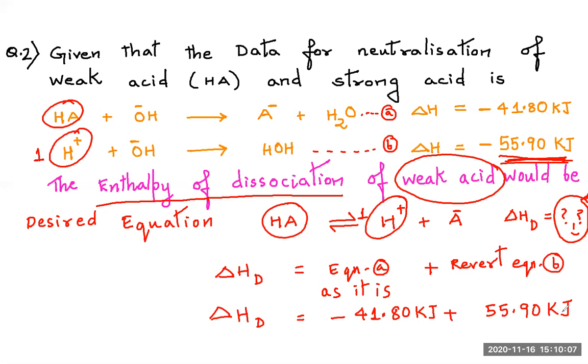What's the answer? Delta H desired will be, just add the 2, that is 55.90 minus 41.80, which is 14.10 kJ, kilojoule. So that was question number 2, which is clear to you. I hope the question is clear to you. Let us see what's next.